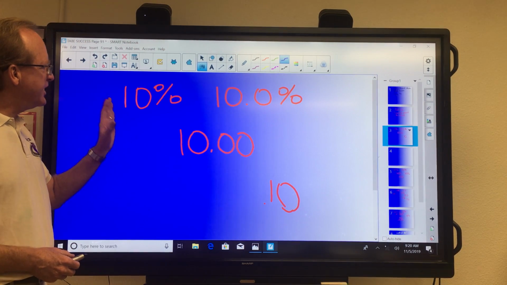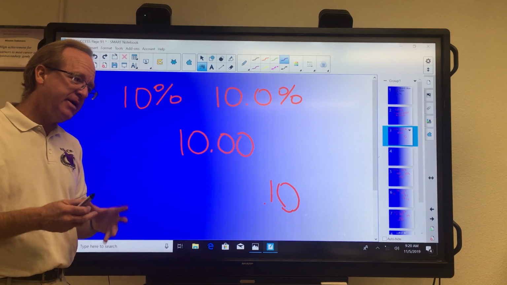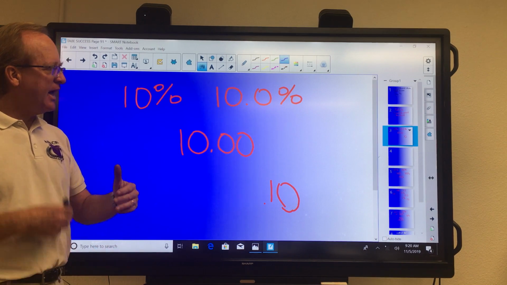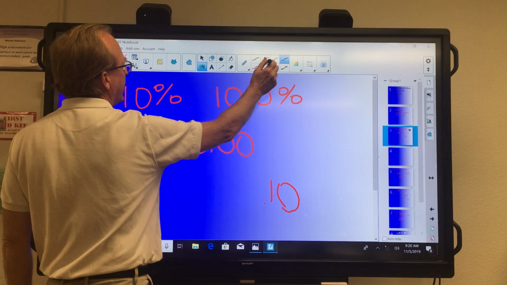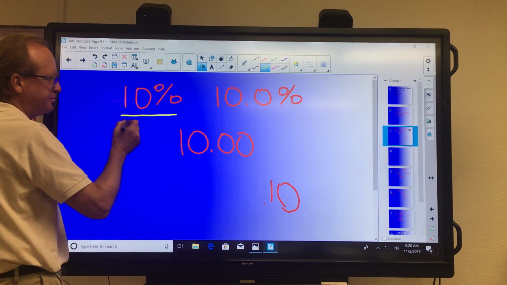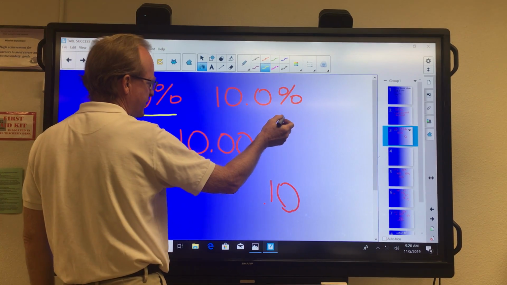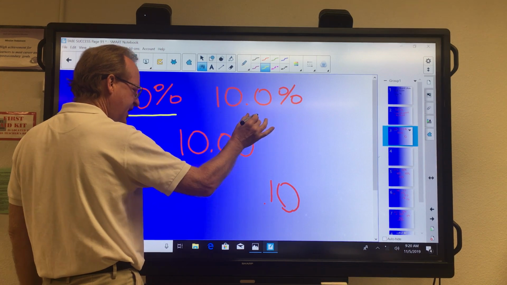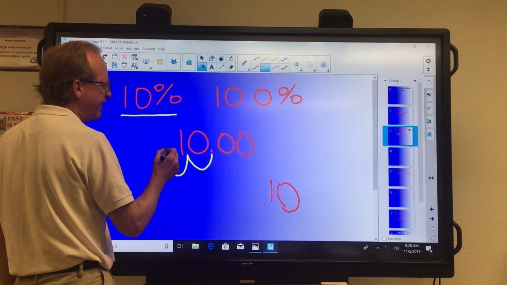You want to get your percent converted to a decimal because what's going to happen is we're going to multiply that decimal times the number. And it's an easy process. What you do is you think to yourself, okay, I start with 10%. And that's really the same as 10.0%. After you've got that set, what you do is you move that decimal point 2 to the left.